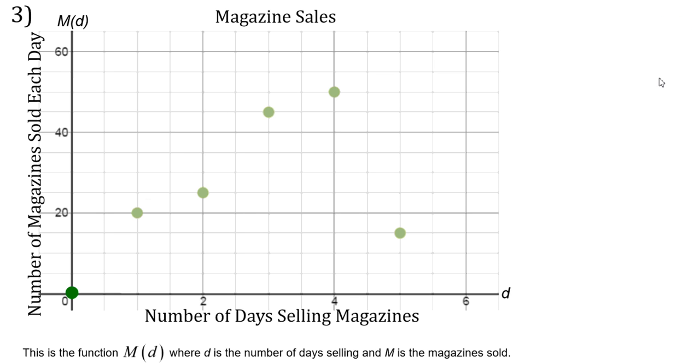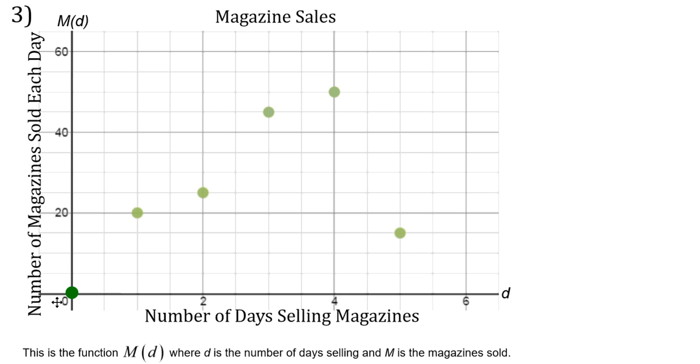So let's take a look at another scenario of magazine sales, and this is the function m of d, where d is the number of days selling and m is the magazines sold. So again, d is the number of days selling, that's our inputs, and m, the number of magazines being sold, so that's our outputs. So we're going to do some analysis based on the graph.